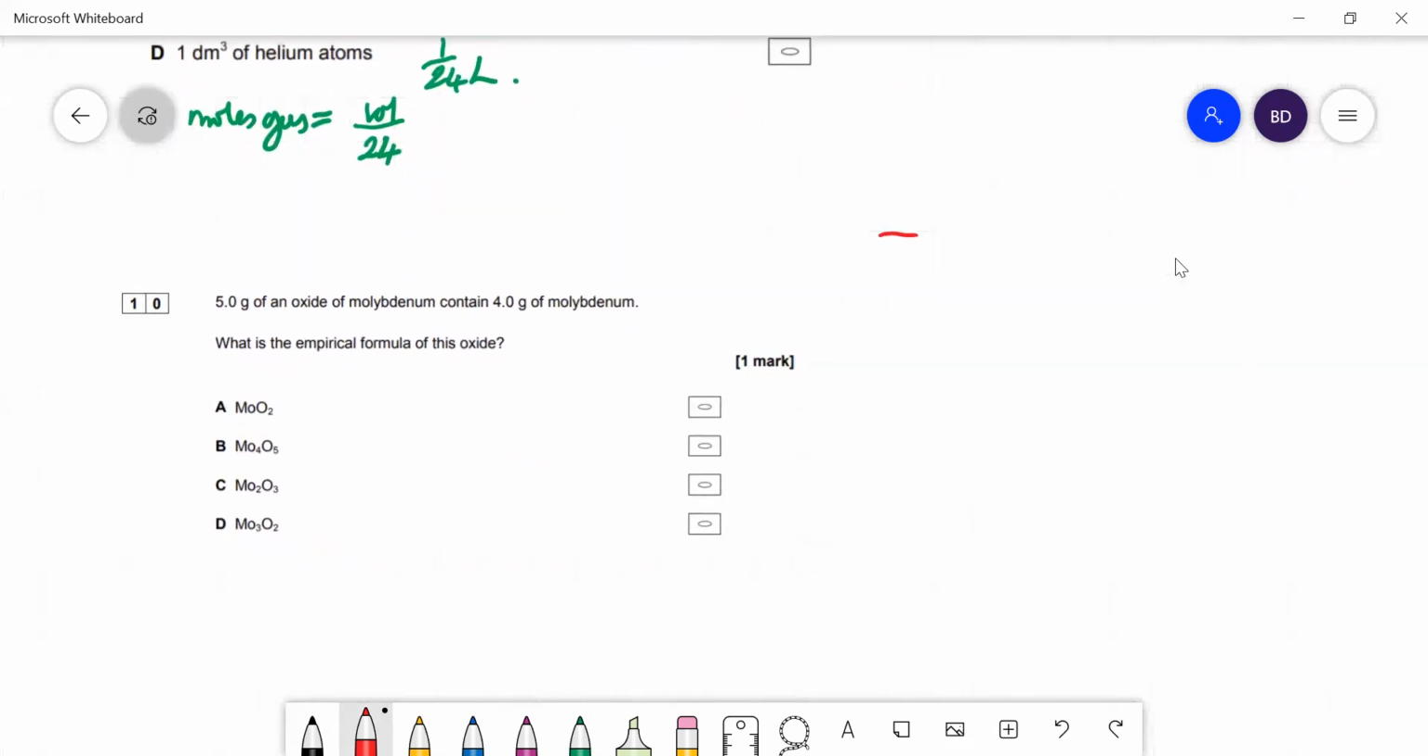Okay, so this is about working out the empirical formula for molybdenum oxide. Now molybdenum is probably not one of those that you know the relative atomic mass of by heart, and the Ar of molybdenum is 96. So what are the moles of molybdenum? Moles is equal to mass over Ar. We want to work out the ratio of moles here. So moles of Mo is the mass, which is 4 grams, divided by the Ar, which is 96.